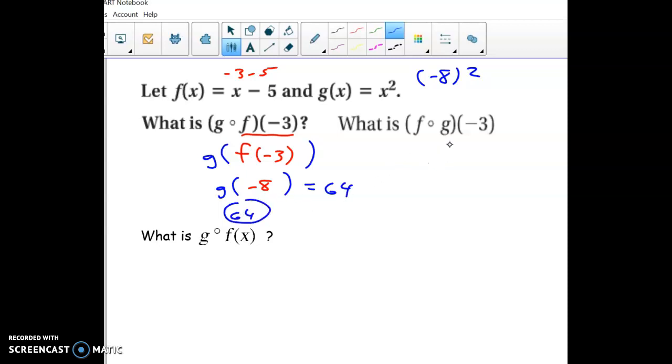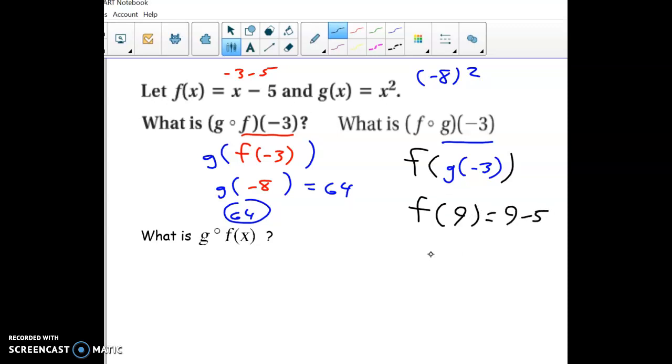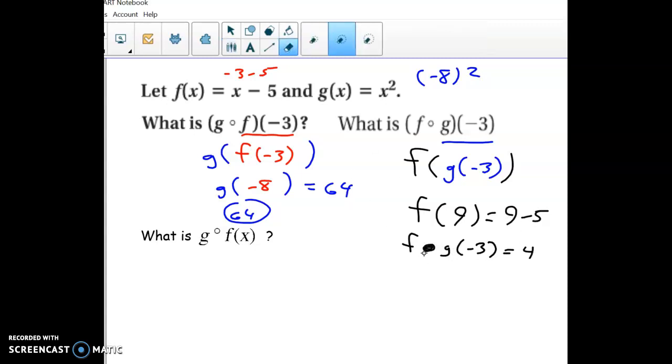All right, so now we're going to go in the reverse order. So now in this one, g goes first. So g is going to be on the inside. And then we're going to take the answer to that and put it into f. So g of negative 3 would just square the negative 3. So that would be 9. Again, negative 3 times negative 3. And then f of x just does the input minus 5. So 9 minus 5. And our overall answer, f open dot g of negative 3, is 4. Again, that should be an open dot. Sorry, doesn't look very open.